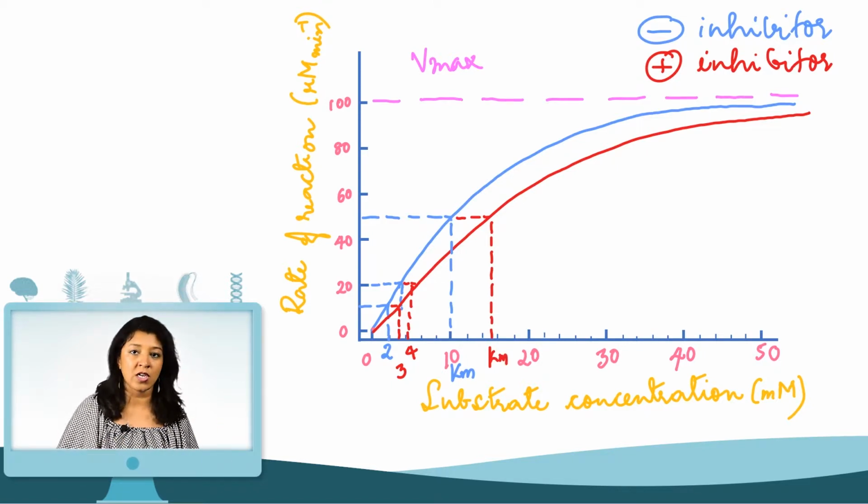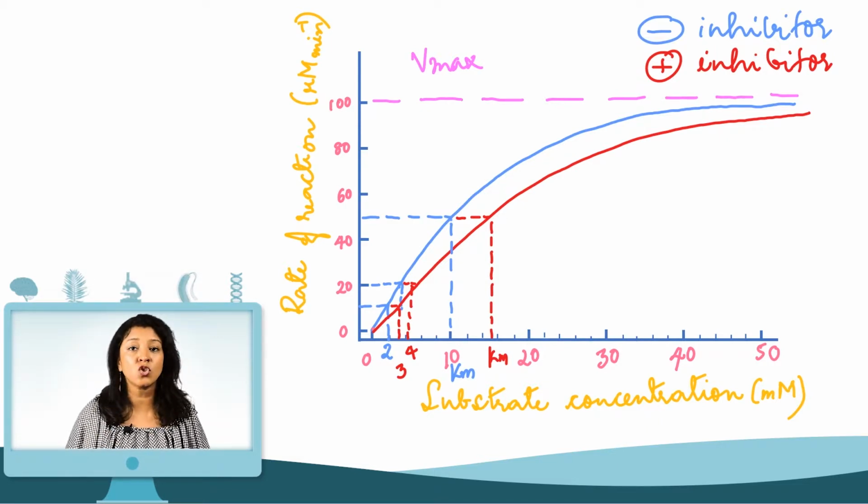However, as the substrate concentration increases immensely, the maximum velocity that can be attained will not change. So the Vmax value in the presence and absence of the inhibitor is the same. However, the substrate concentration that was required to reach this Vmax value has now increased.